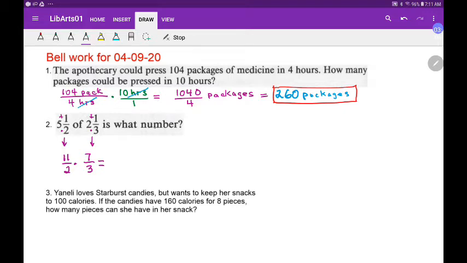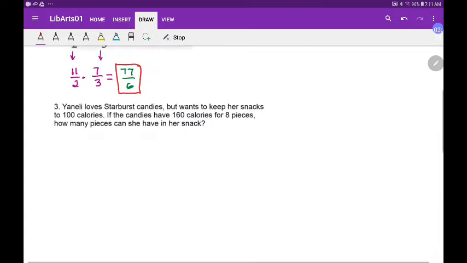So let's see, what do we get? Anything cancels? The 2 and the 7? No. The 3 and the 11? Nope. Okay, so I get 77 over 6. That's as good as I can do. I like improper fractions. It's a good answer. If you were curious about how much that is, you could say 6 into 77. 77 divided by 6. You get almost 13, if you're curious.